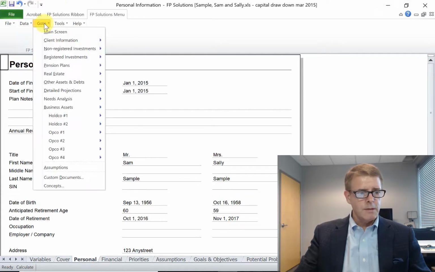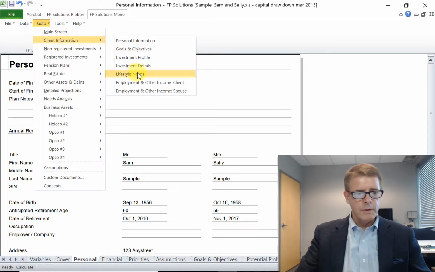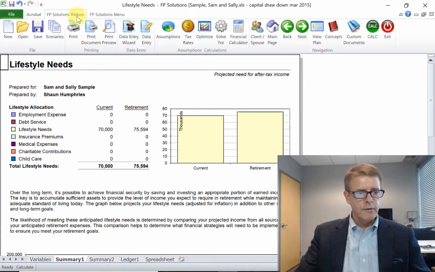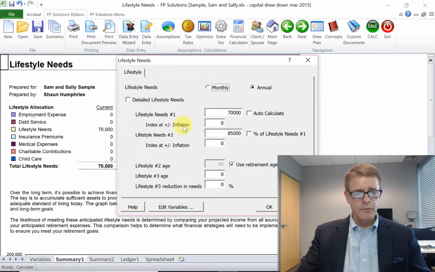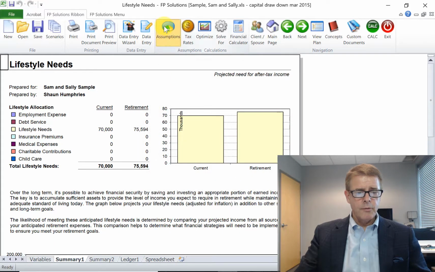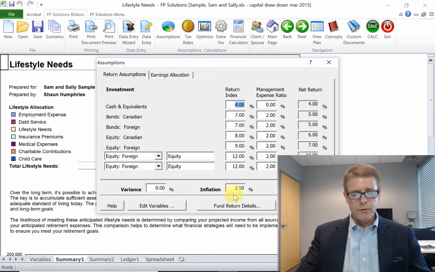When we asked them what their lifestyle goals would be for retirement, they said they wanted an after-tax income of, and by the way, the numbers are not important in the context of this plan, $85,000 a year when they retired. The other thing we did is talk about assumptions around inflation and returns. For this particular analysis, we're using a 2.5% inflation rate, and we used a 4% return on the portfolio.